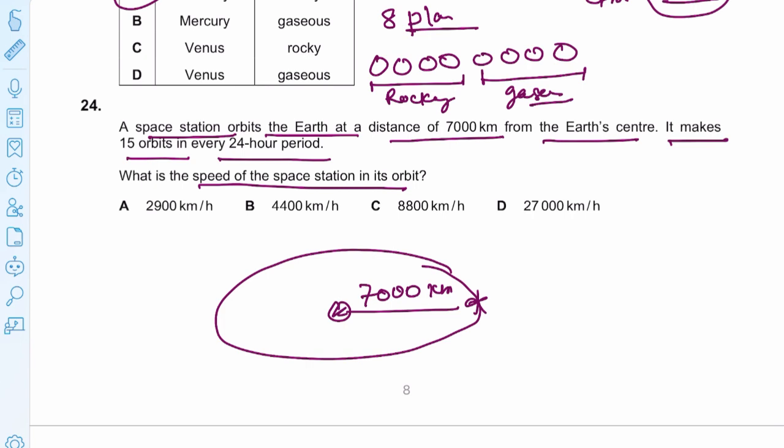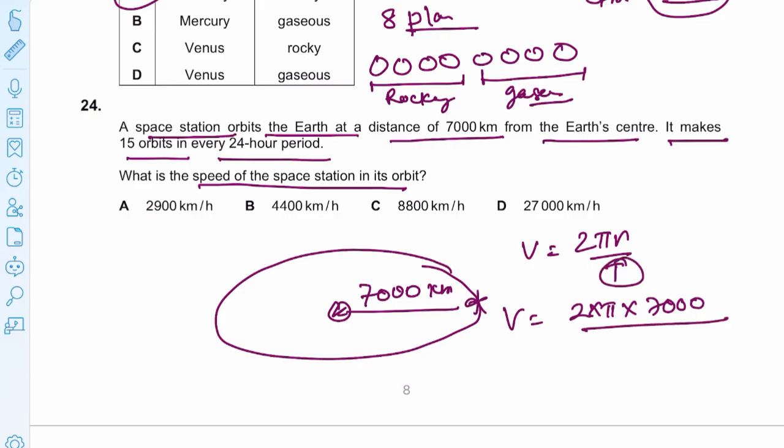So here we have to use the formula for orbital speed, that is v equals 2 pi r over time period, right? So v equals 2 times pi times r, which is 7,000 kilometers, over time. Be careful here. 15 orbits, right? So we need to find the time for one orbit. So T equals 24 hours over 15. When I do this, I get about 1.6 hours. So in this T, I will put 1.6 hours for one orbit.